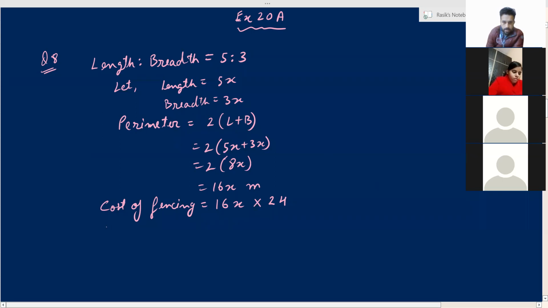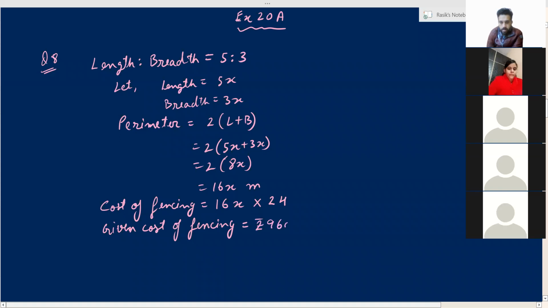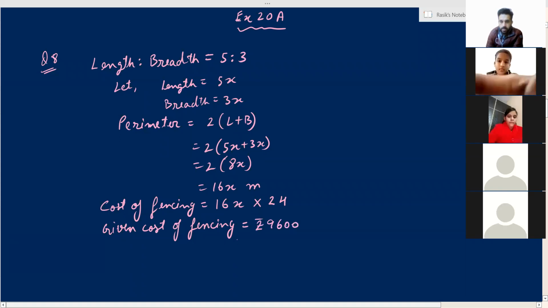Now this cost of fencing is given. So you can write here, given cost of fencing is how much? Rupees 9,600. So this is given. That means we can put the two things equal: 16x into 24 equals 9,600.